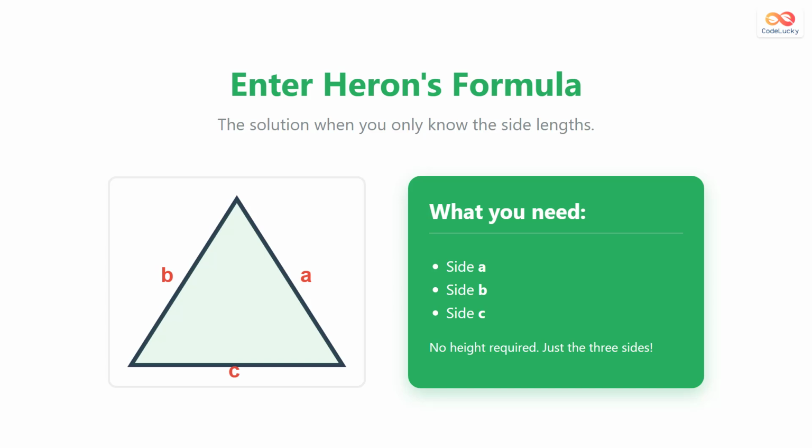Enter Heron's formula. Named after Hero of Alexandria, this formula allows us to compute the area using only the lengths of sides A, B, and C. It completely eliminates the need to calculate the altitude or height of the triangle first, making it incredibly useful for land surveying and general geometry.